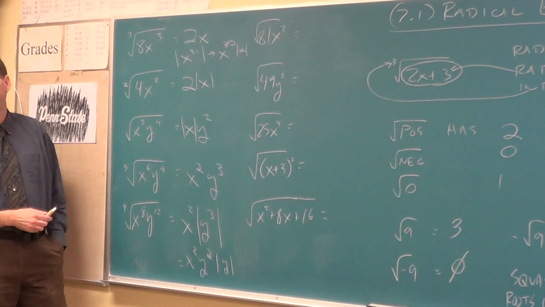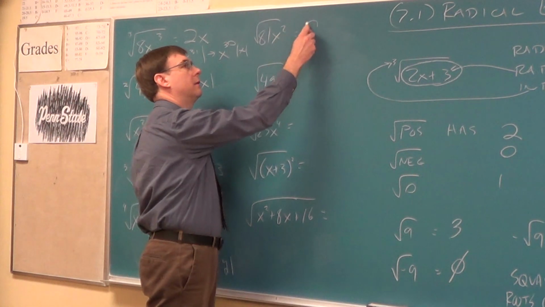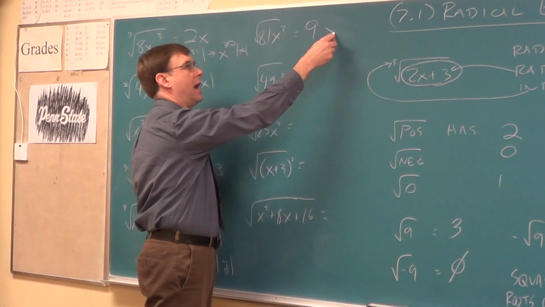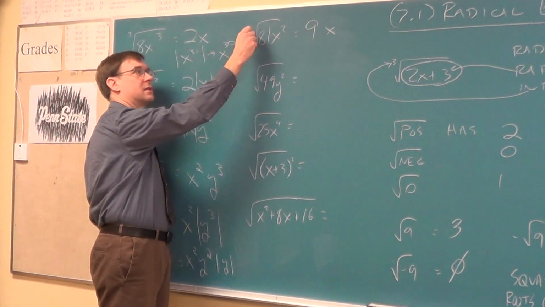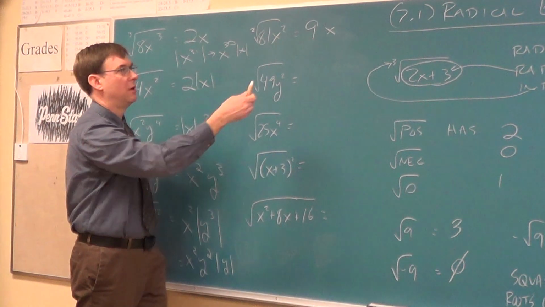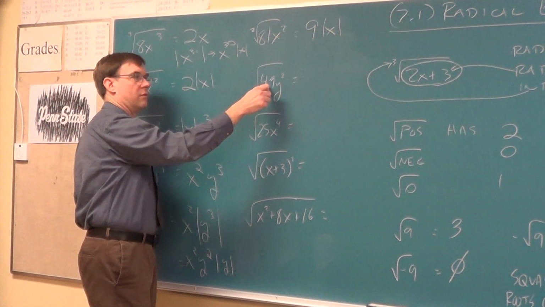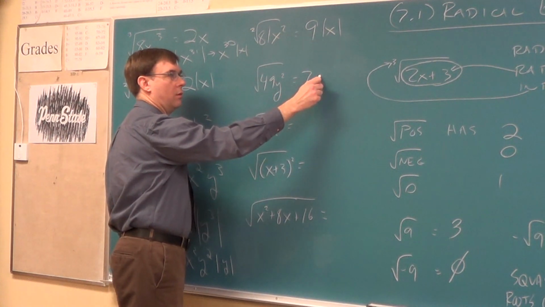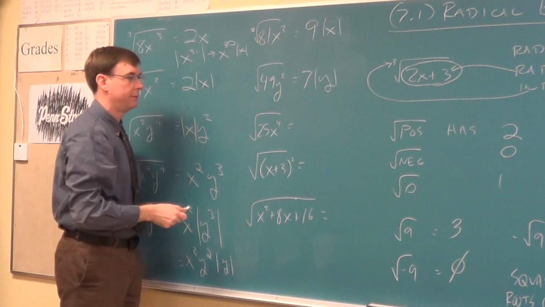Question about that. So the 81 part, 9. Also x. Are bars in consideration? Yes, because the index 2 is even. Who needs the bars? Just the x. 49? 7. Y. Bars around the y.